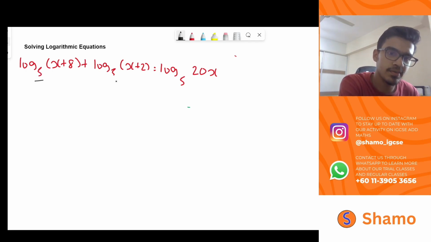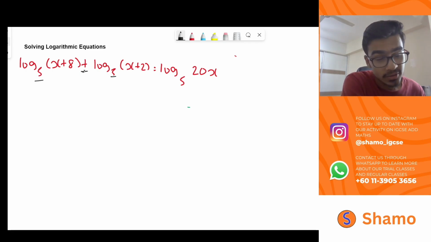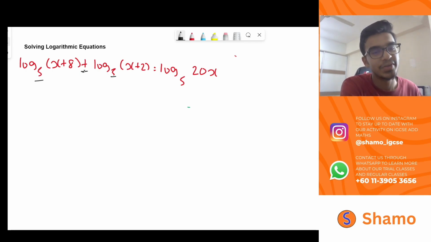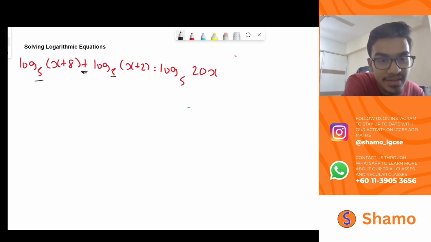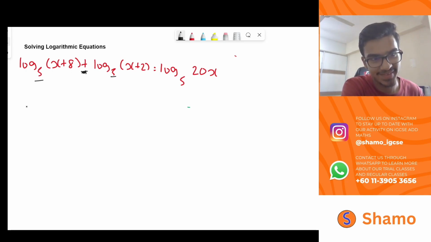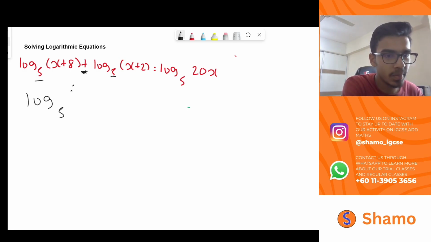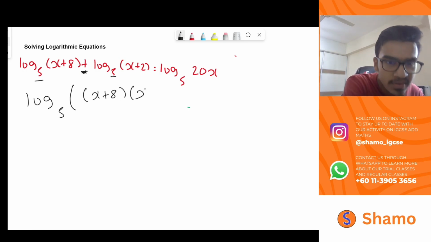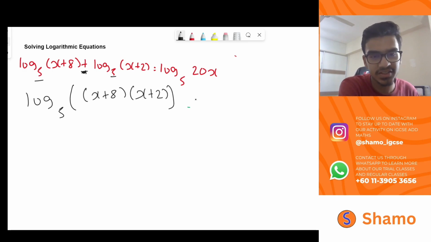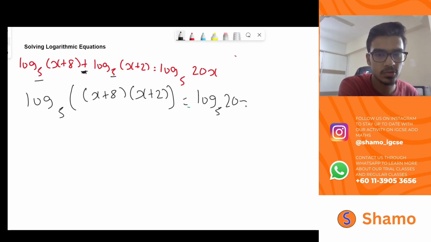I see base 5 here, I see base 5 here, and I see they are being added. Does it spark a bulb? Technically, it should: they have the same base and they are added, so the arguments multiply. So it will become something like log base 5 of, now I open a bracket for the argument, x plus 8 multiplied by x plus 2. Now this is just the addition law. We did the basic logarithmic laws. So this is equal to log base 5 of 20x.